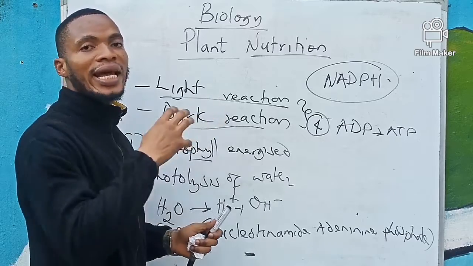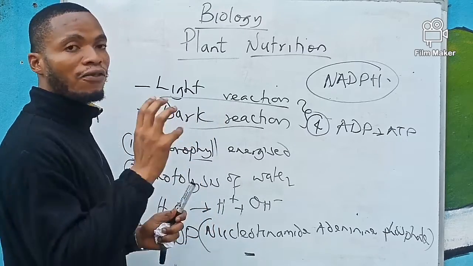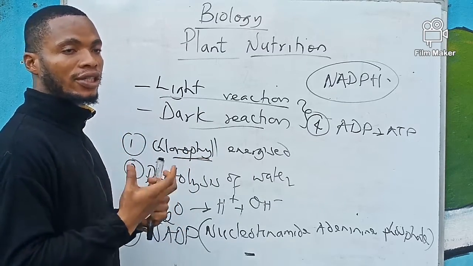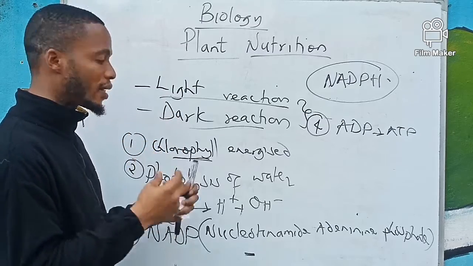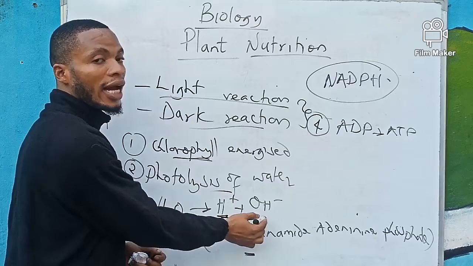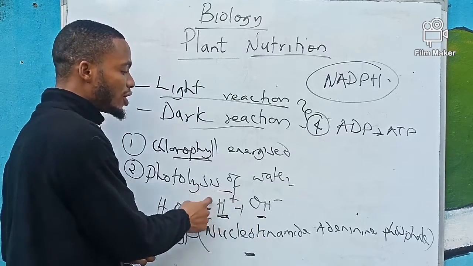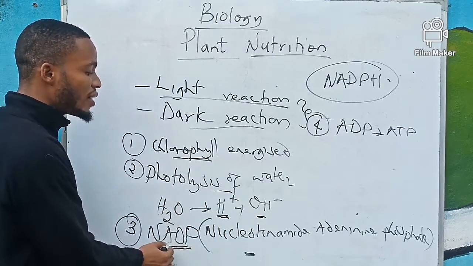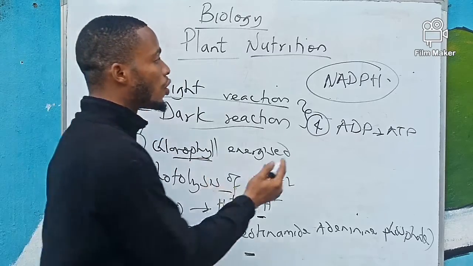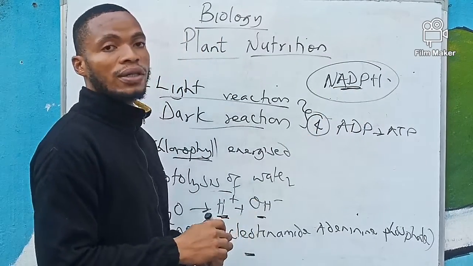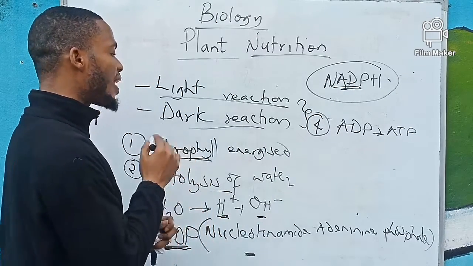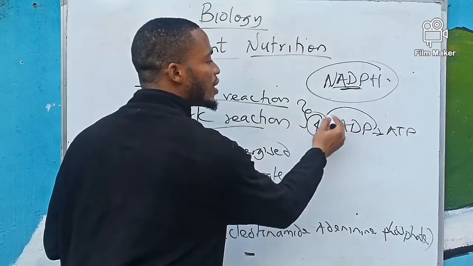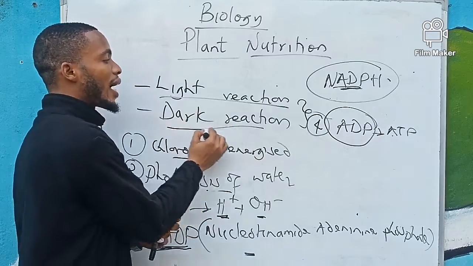Now in the light reaction, this is where light is needed for the reaction to occur. Here we have four things that happen. Number one, the chlorophyll is energized. When it traps the sun energy, it becomes energized. Two, using that energy, it breaks down water to form hydrogen ion and hydroxyl ion. Next, if this hydrogen ion is left out on its own, it will react back to form water. So this coenzyme also found in the chlorophyll will trap this hydrogen to become NADPH, which is an electron carrier. Now what happens next? The energy that was captured but not used here will now convert this ADP to ATP, which is now used in the dark reaction.